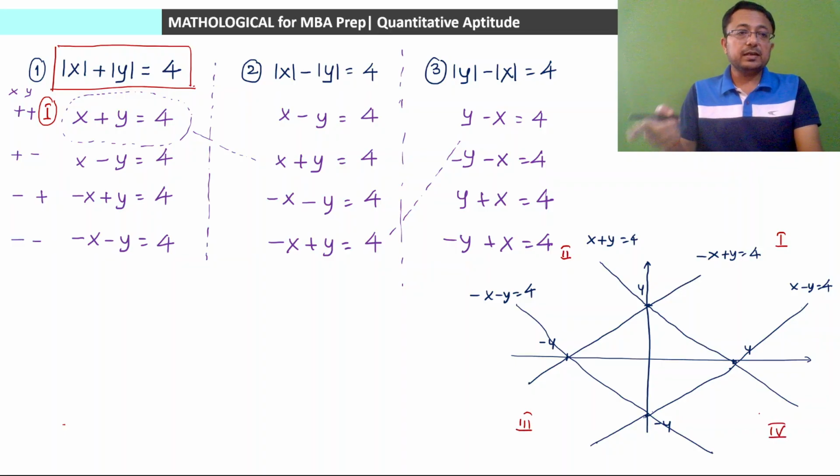In the first quadrant, x and y both are positive. So x plus y equal to 4 should be the line representing mod of x plus mod of y equal to 4. In the fourth quadrant, when x is positive and y is negative, x minus y equal to 4 will be representing this line.